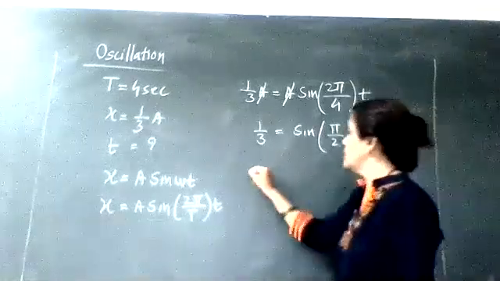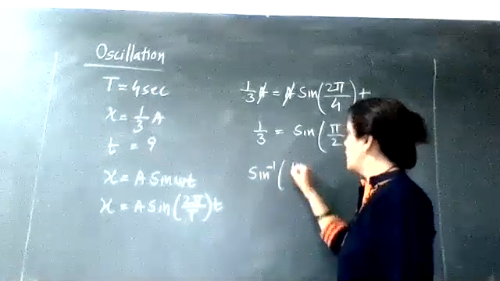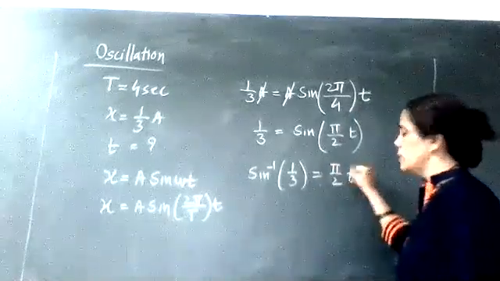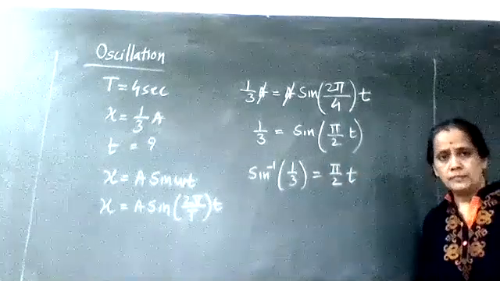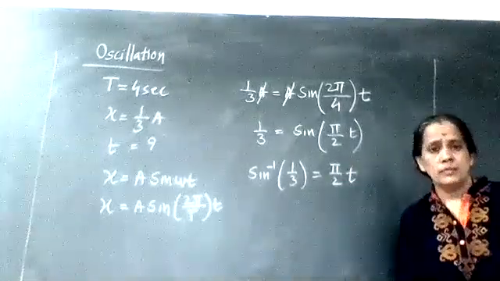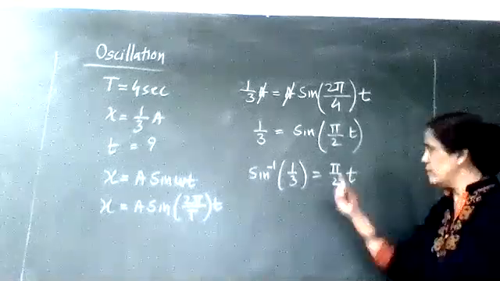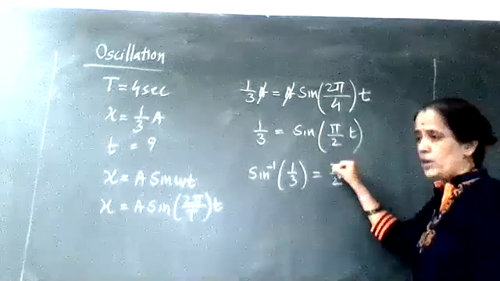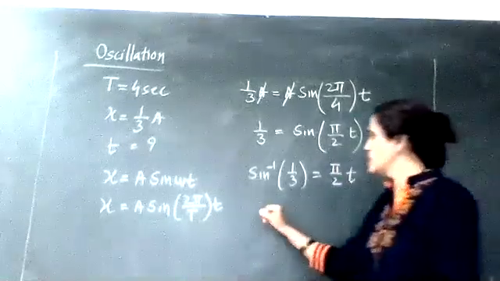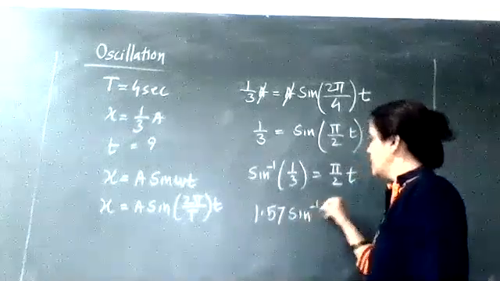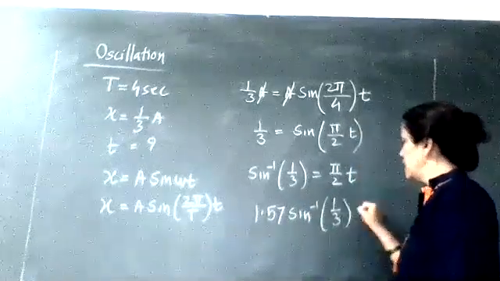So what do I write here? Sine inverse 1 by 3 is equal to nothing but pi by 2 into t. Is it right? This pi by 2, we have to convert. Pi value I will put as 3.142. So this 3.142 divided by 2 means I am getting here 1.57, into t equals sine inverse 1 by 3.